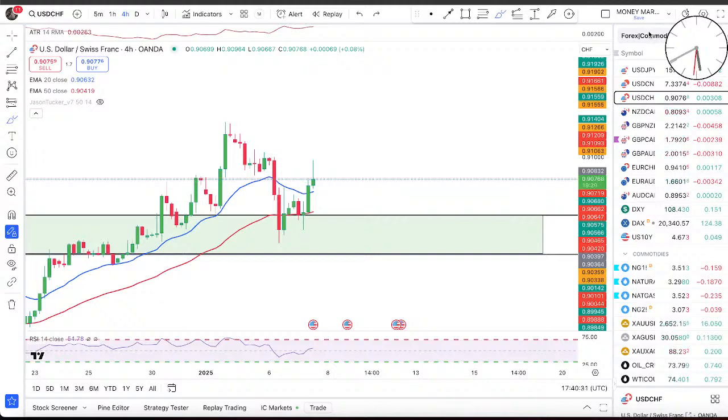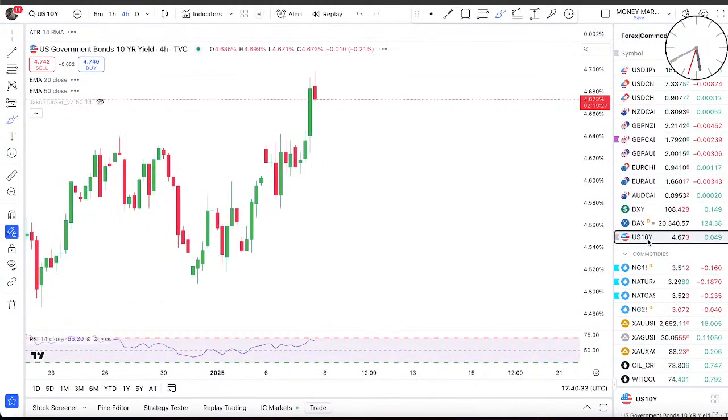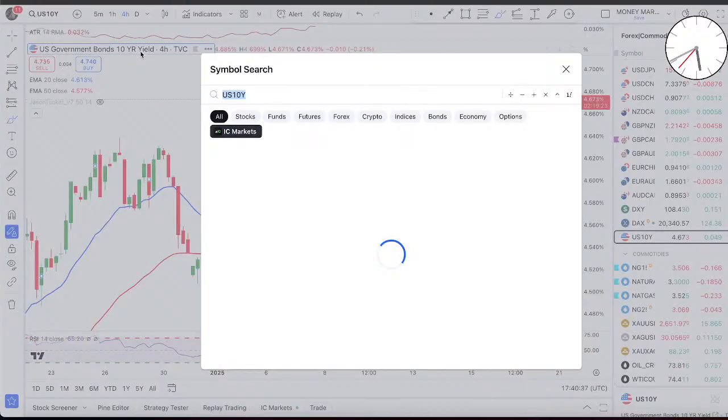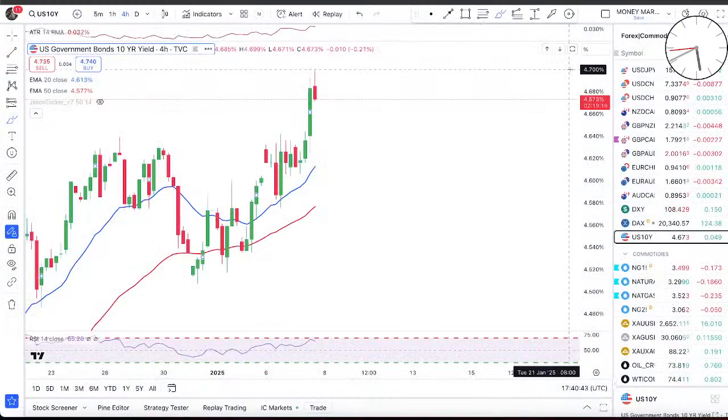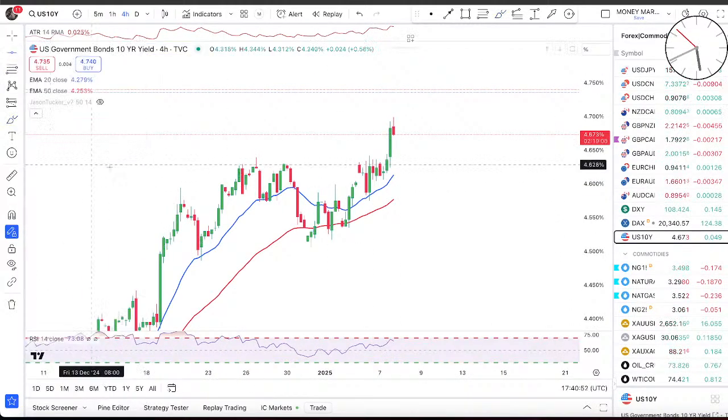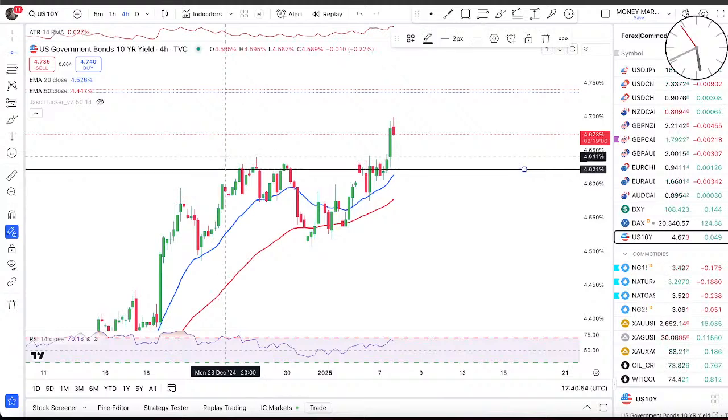Okay, so what do you say? That's the one you're talking about, right? So that's the one, right? 10-year US bond, 10-year yield. Perfect. Broken above the structure level, which is good, means the trend has been confirmed towards the upside.